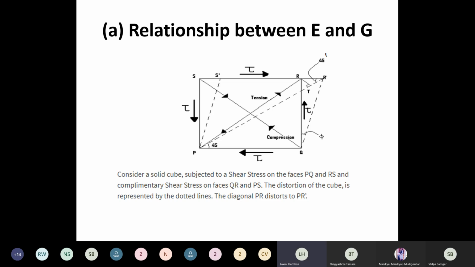So now let's study the equation which relates E and G. What is E? Young's modulus. What is G? Shear modulus or modulus of rigidity. One and the same.